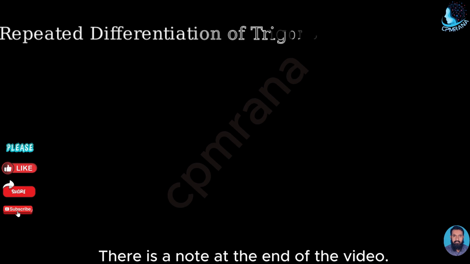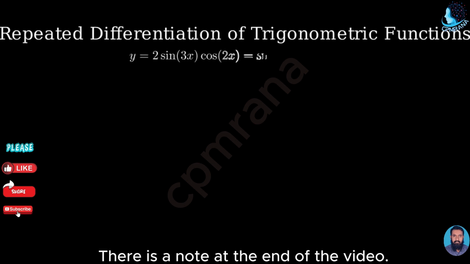Let's solve an interesting problem involving repeated differentiation of a trigonometric function. We start with the function y equals 2 sine 3x cosine 2x, which equals sine 5x plus sine x. Our goal is to find a pattern for the nth derivative. Let's start by taking the first derivative.